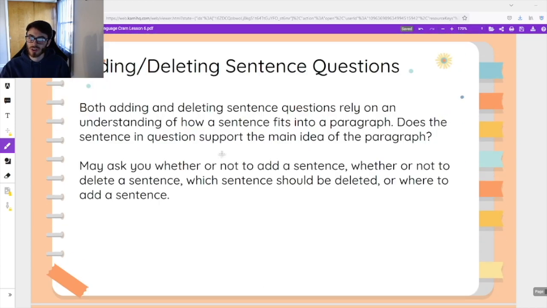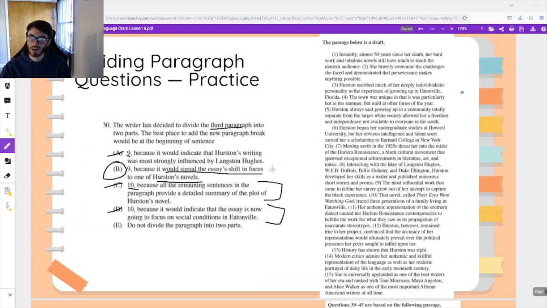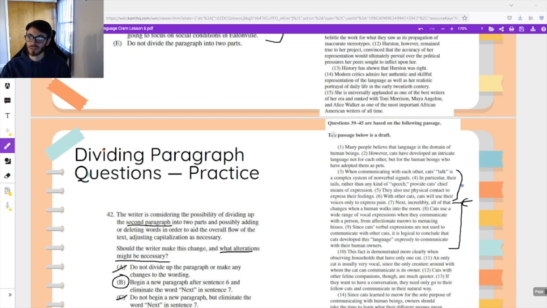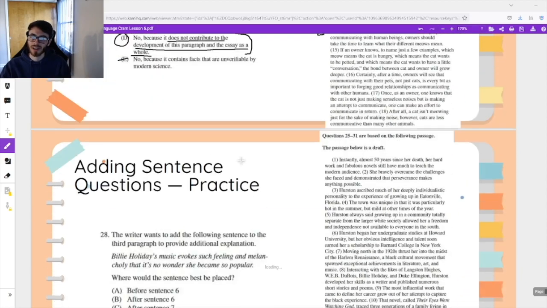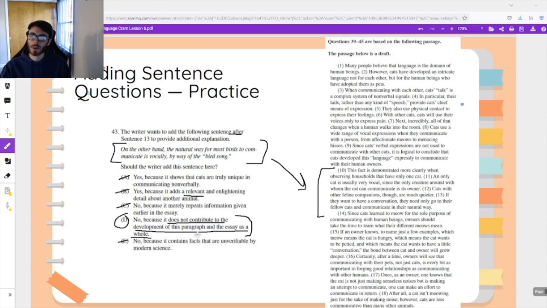The same way we talked about how in dividing paragraph questions, answer choices that say signals an essay's shift in focus, that's pretty good. Same idea here, right? Something that talks about whether or not it contributes to the development of the paragraph or whether or not it supports the main idea of the passage, those are really kind of the answer choices that are going to be correct a lot of the time. Not every time, but a lot of the time.